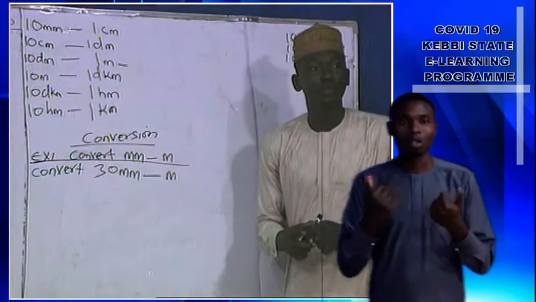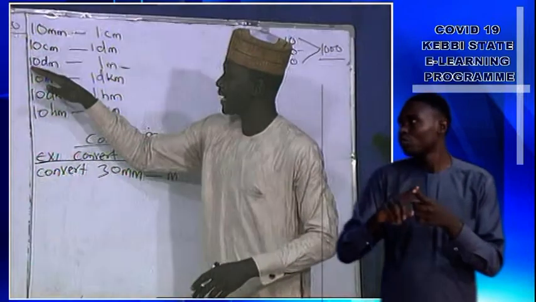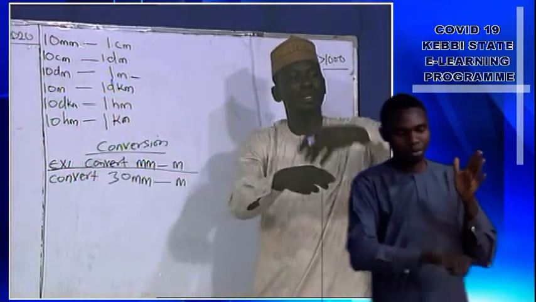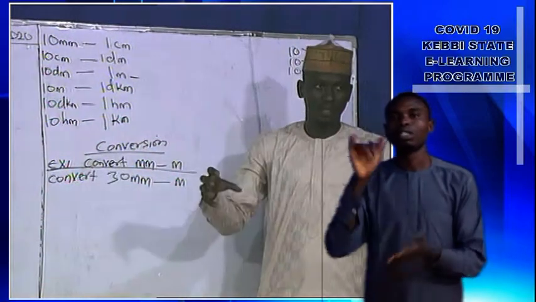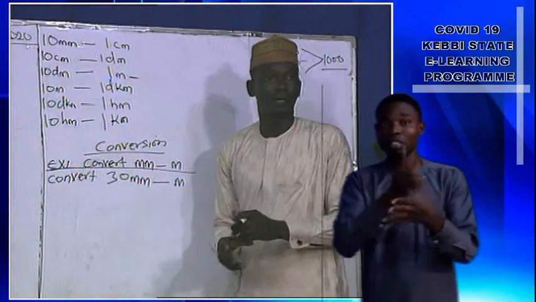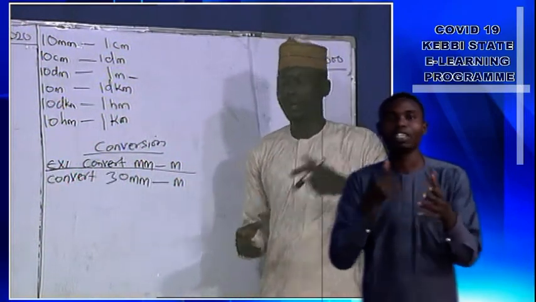Now, we want to convert 30 millimeters to becomes in a meter. Now, we are going to divide. Do you know the reason why? Because millimeter is less than meter. That is why we are going to divide it by 1000. I hope you are with me. If it is greater than meter, we are not going to divide. We are going to multiply.